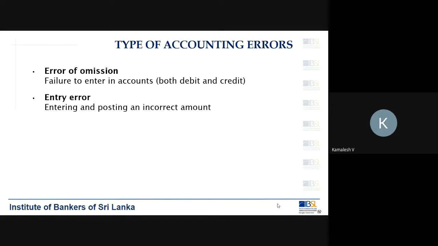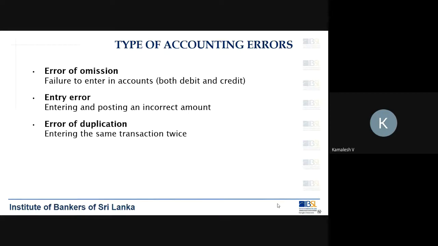Entry error, very simple. Entering and posting an incorrect amount. I wanted you to perform a transaction for 20,000, but you have performed it for 2,000. Or I wanted you to perform a transaction for 50,000, you have performed it for 500,000. This is a very common error that a lot of people make at work, and due to stress also this can happen. So what do you mean by entry error? Entry error is entering and posting an incorrect amount. Please underline incorrect amount. That is where the importance is.